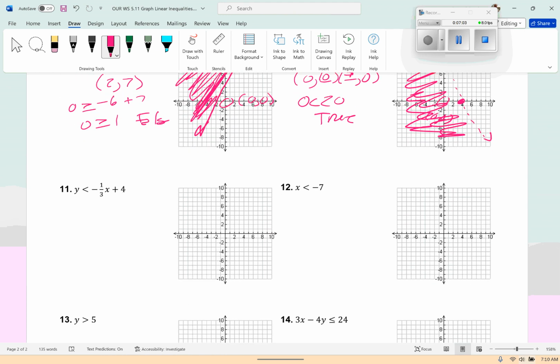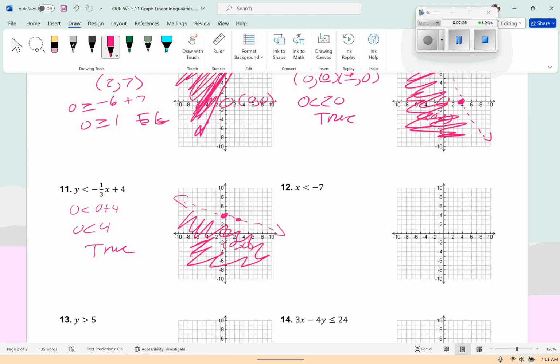This one, we have a y-intercept at 0, comma 4, slope of down 1, right 3. It's a dotted line. 0, 0 is definitely underneath there. Plug 0, 0 in. So negative 1/3 times 0 is 0. 0 plus 4 is 4. 0 is less than 4. It's true. So we shade the bottom part of the line out down here.